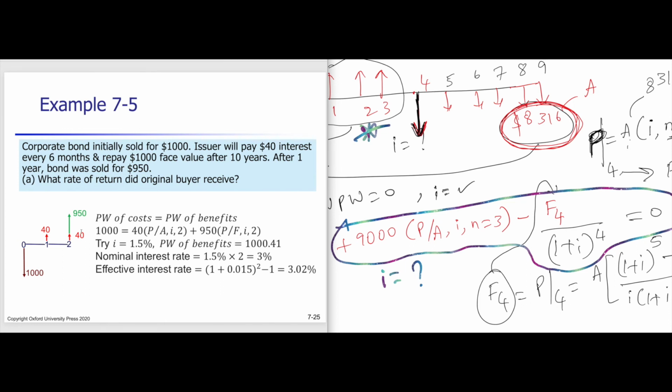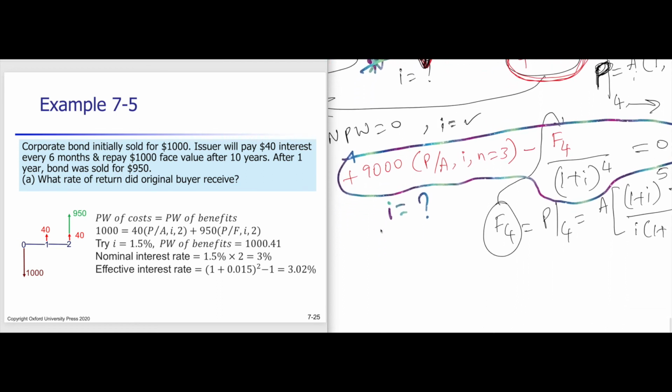and then we take net present worth, right? Then what we do is we take net present worth.